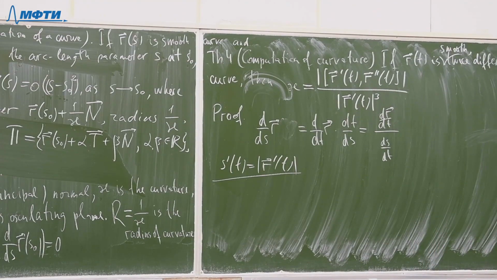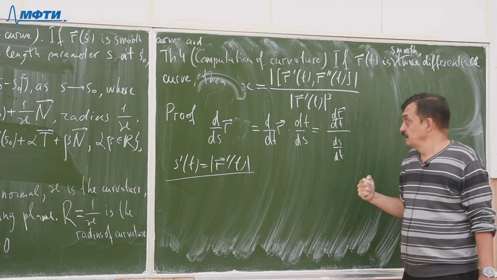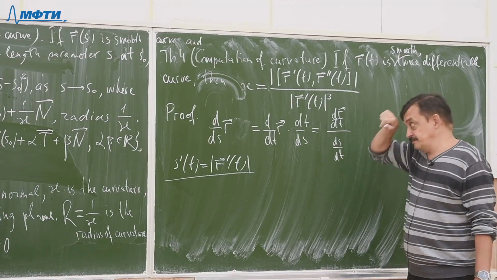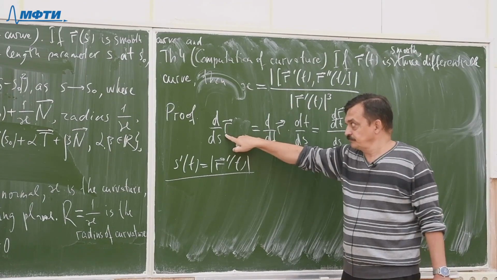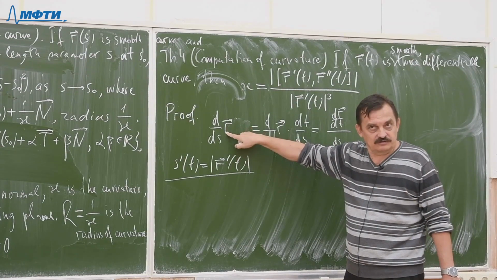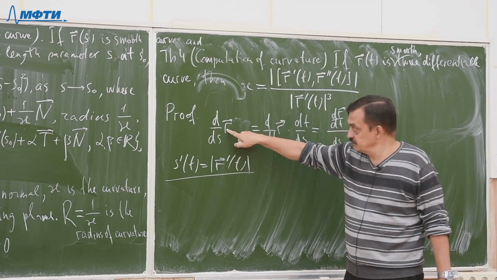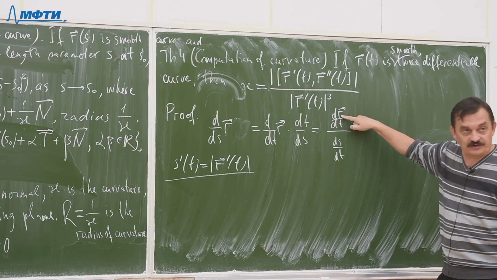Now, look, this is a very good rule, in fact, which says that we can obtain the derivative of an arbitrary vector, not especially r, because instead of r I can substitute here an arbitrary vector function, right?